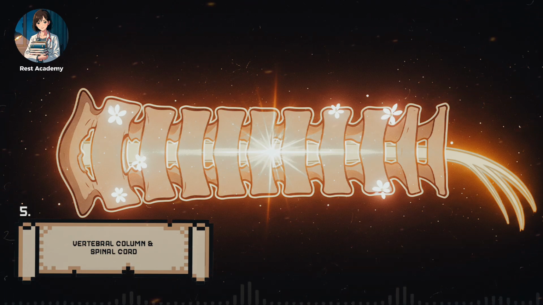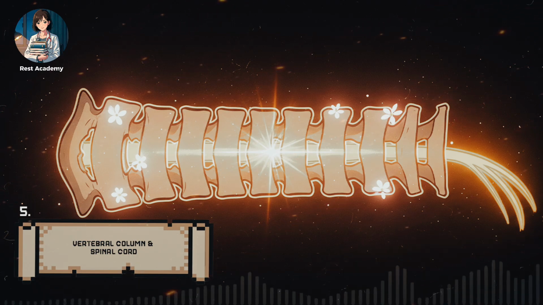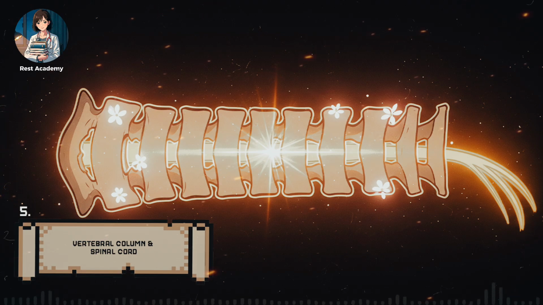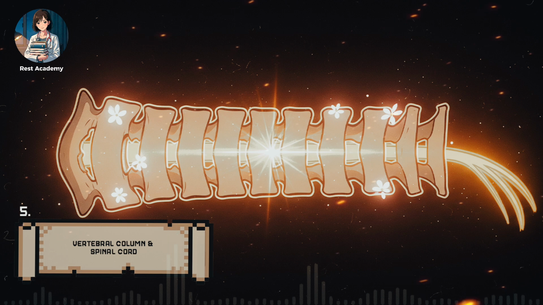Numbering clarifies ramps. In the cervical region, nerves C1 to C7 exit above their correspondingly numbered vertebrae. C8 exits between C7 and T1. Below that, thoracic and lumbar nerves exit below their vertebrae. T5 exits below T5, and so on.